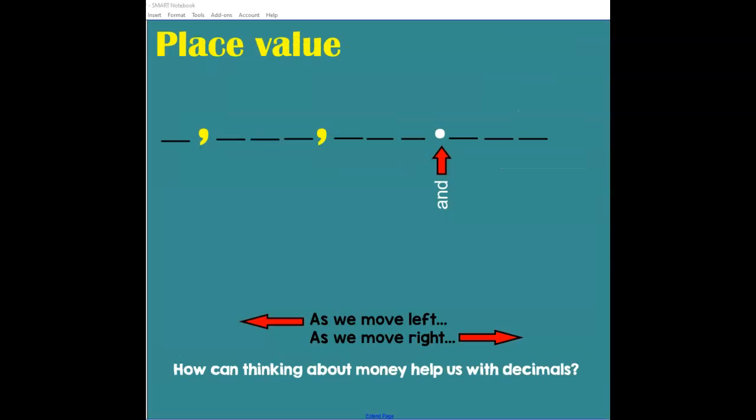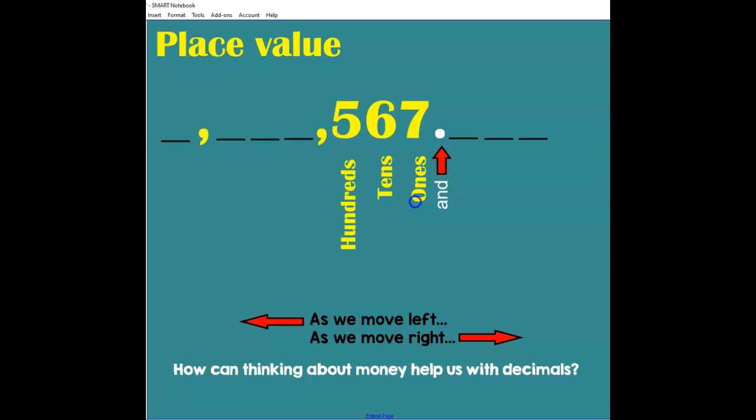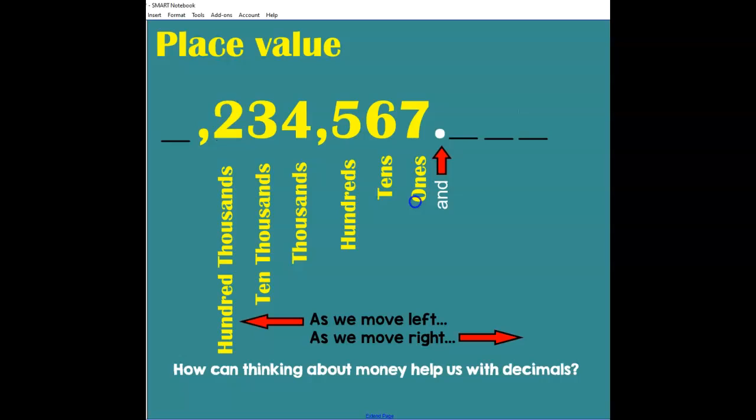So we're going to review the different place values. We're going to start at our decimal point, and first we're going to do our whole numbers to the left. To the left of the decimal place, our first place is our ones. Then we have our tens, then our hundreds, then our thousands, 10,000s, 100,000s, and then another comma, and then finally our millions.